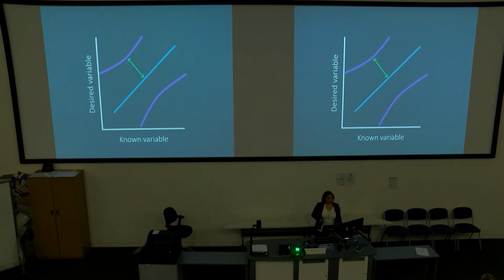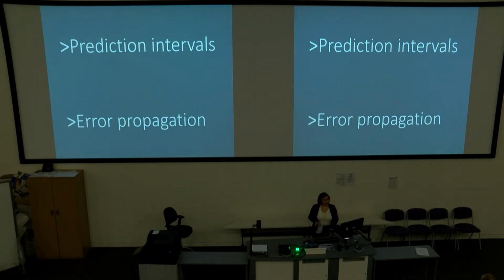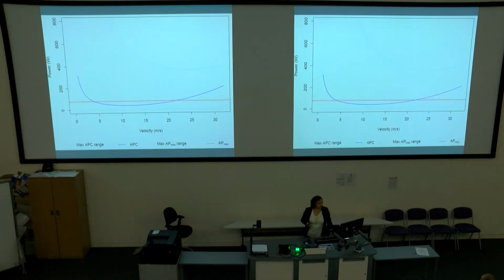Then I used the errors from the prediction intervals and the errors from the propagation rules, combined them into the power equation, and then created some APCs. So let's go back to the APC for our mute swan. This is the APC that I showed you earlier, and just as a quick recap, this is the APC, or the amount of power that the bird needs in order to fly at a certain speed, and this is the maximum power that it can actually produce.